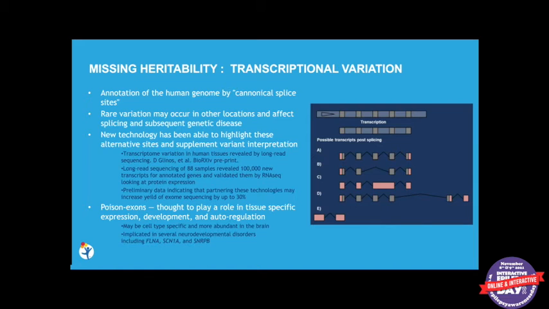When they did that, and this is not quite published yet, and it's from a testing company, they did that in 88 samples and learned about 100,000 new gene transcripts, and looked at them based on protein expression to see: did that actually get translated to functional proteins within the body?